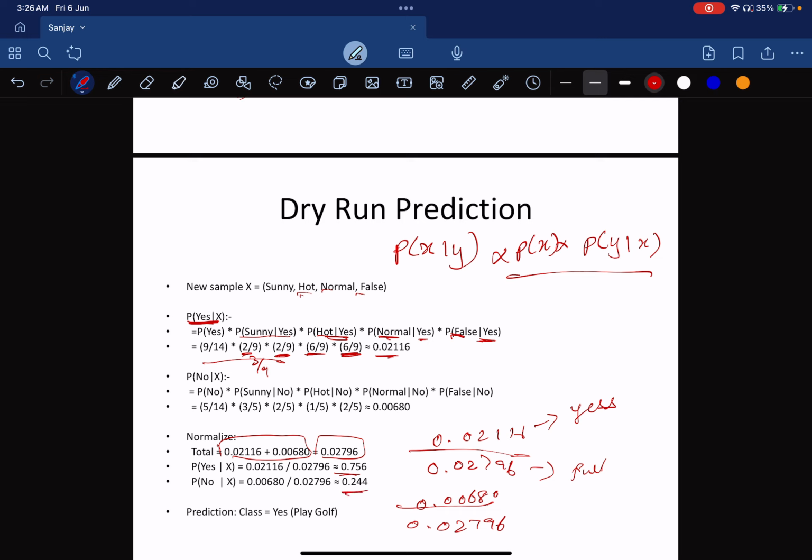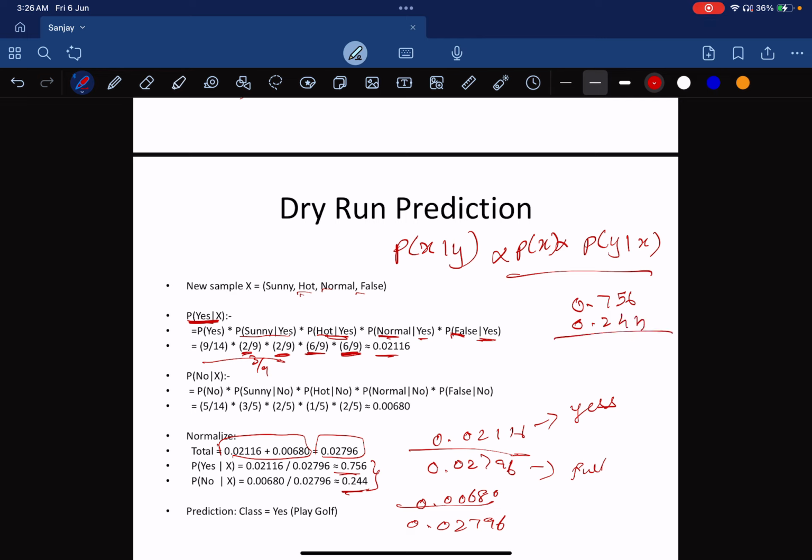If you sum them up, 0.756 and 0.244, it is always equal to 1. Each probability lies between 0 and 1. If you can see, the sum of the probabilities after normalization is always 1.